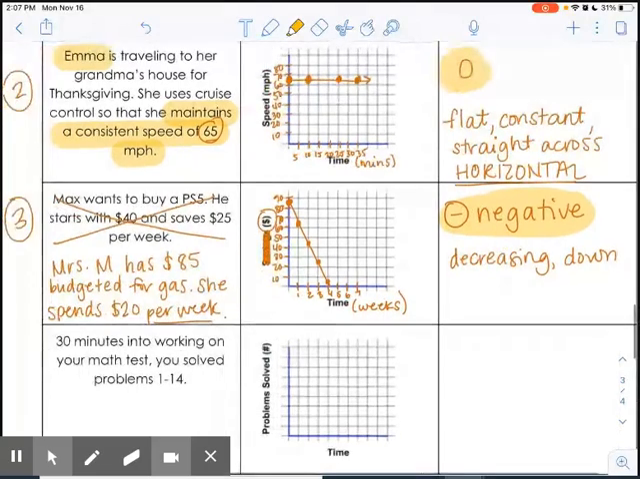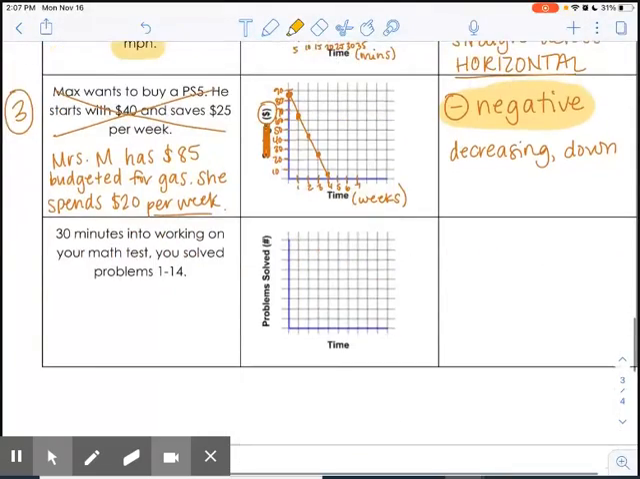We've got one more situation to discuss. And this is kind of a weird one. It's actually kind of an impossible situation, what we're going to talk about, and for a reason. But if you are writing this by hand, just go ahead and write this whole thing down. 30 minutes into working on your math test, you solved problems 1 through 14. Now, listen to what exactly is going on here. It's kind of hard for me to write because, like I said, this is kind of an impossible situation.